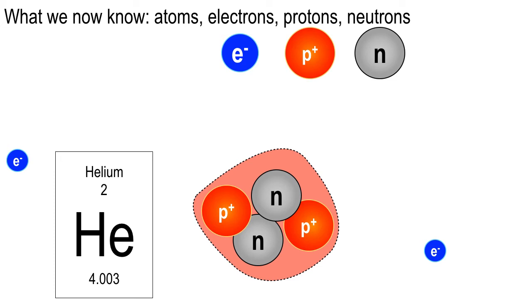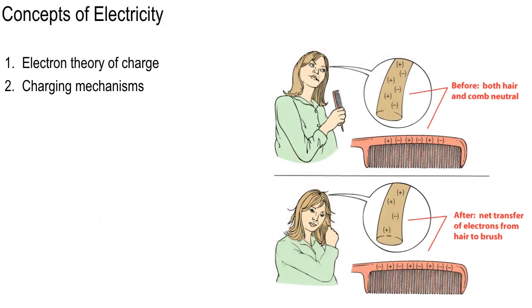So what we now think of as an atom is a positive nucleus, with some protons and some neutrons, and outside flying around, zipping around really fast, a bunch of electrons. Now let's talk some more about the concepts of electricity. So much for our little side note.